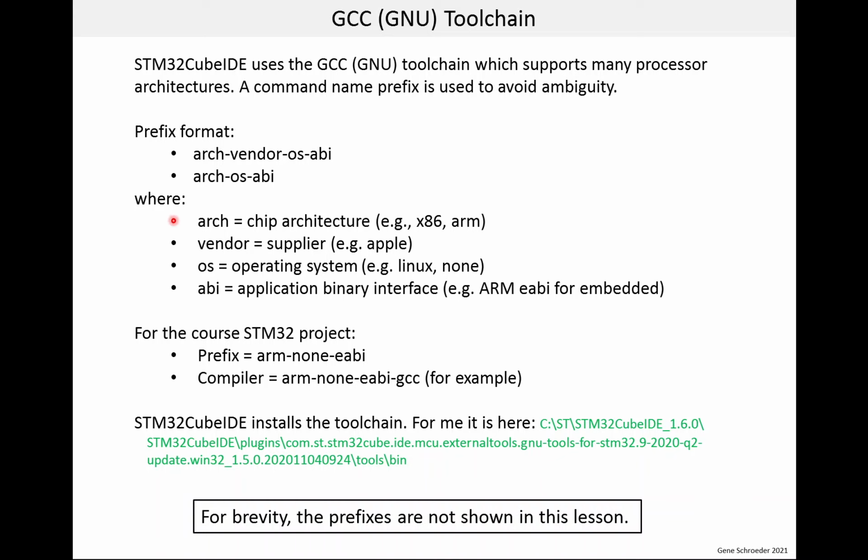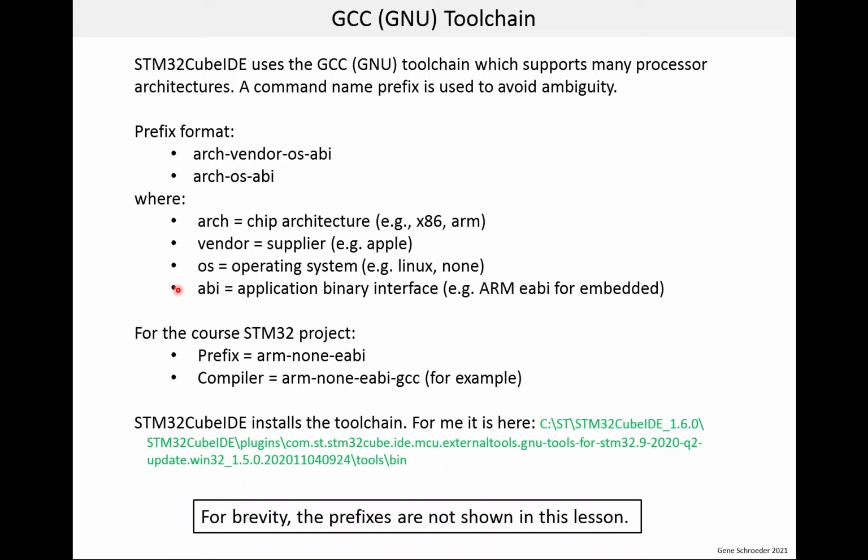Arch is the chip architecture like x86 or ARM. Vendor is the supplier of the tool chain, which could be something like Apple, but this term isn't always used. OS tells the operating system that is the target, and it could be something like Linux, or in our case, since we are bare metal, it would be none.